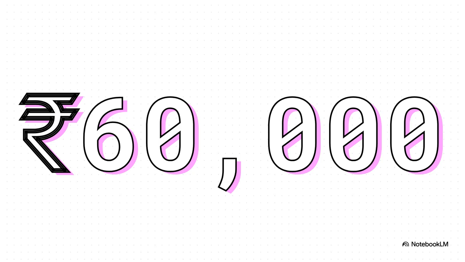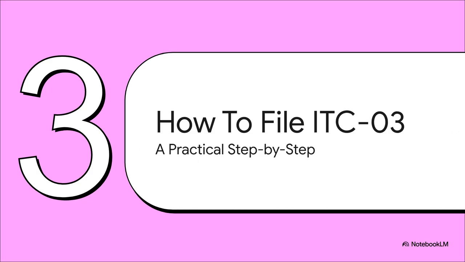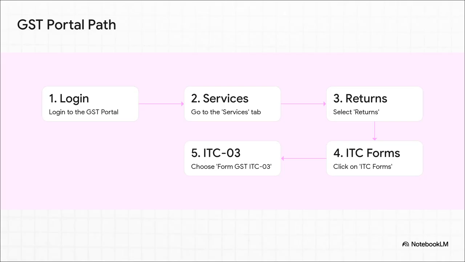use his cash ledger. Okay, so we've covered the what, the why, and the when. Now for the really practical part, the how. Let's actually walk through the steps on the GST portal. And the good news is it's pretty straightforward. You just log into the GST portal, head over to Services, then click on Returns, and then you'll see ITC Forms. And boom, right there is Form GST ITC-03.